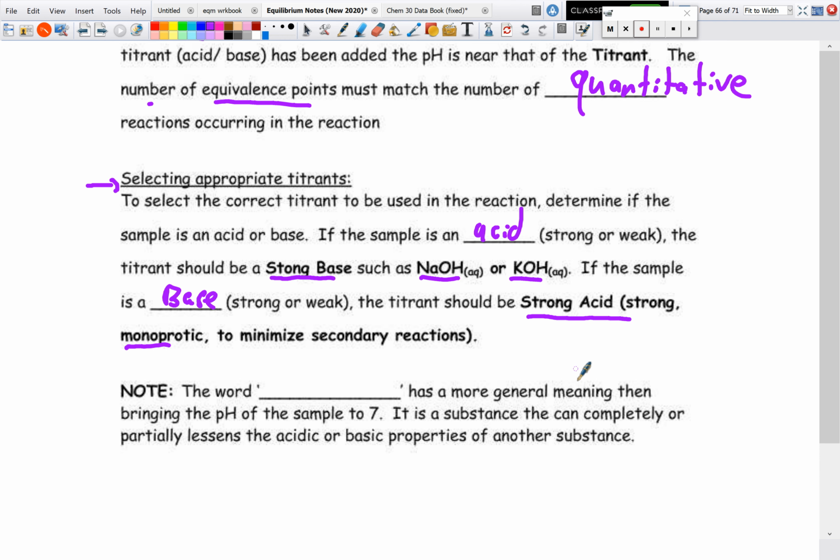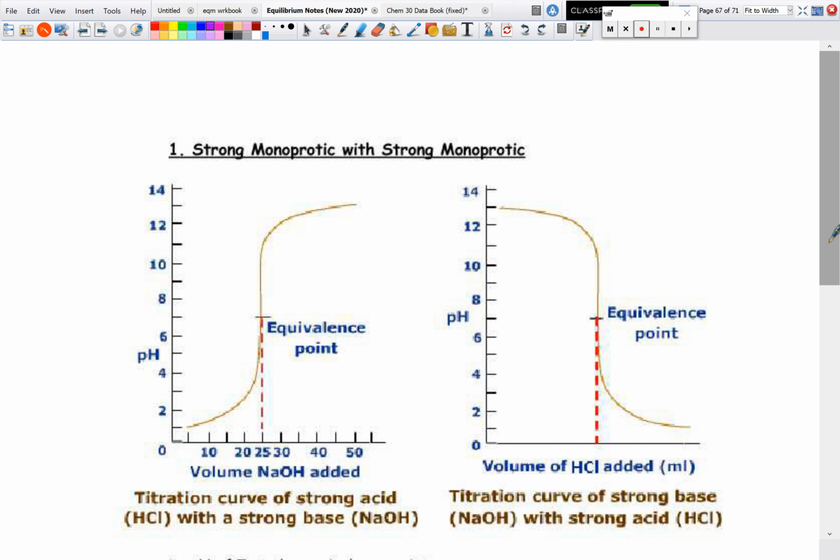Now also, if you do read the word neutralize, it doesn't mean that it's going to bring it directly to a pH of 7. It just means it's bringing the pH closer to 7, right? So either we take away the acidic properties of an acid or we take away the basic properties of a base and bring it closer to neutral. So let's look at our different curves.